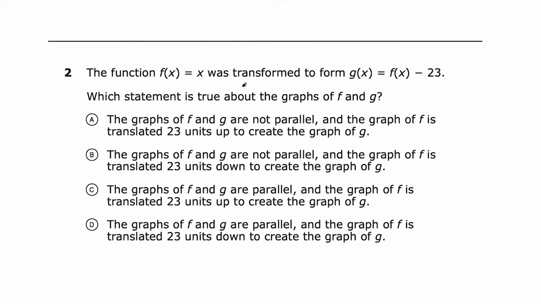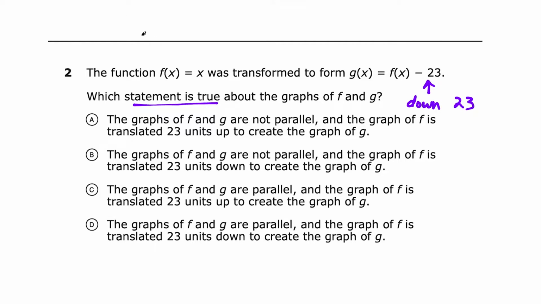Question 2, we have the function f of x equals x was transformed to form g of x equals f of x minus 23. And we want to know which statement is true about the graphs of f and g. Just know if you take a function and you just add or subtract some number, that's going to be a vertical shift. So this is going to take the graph of f of x and shift it down 23 units.